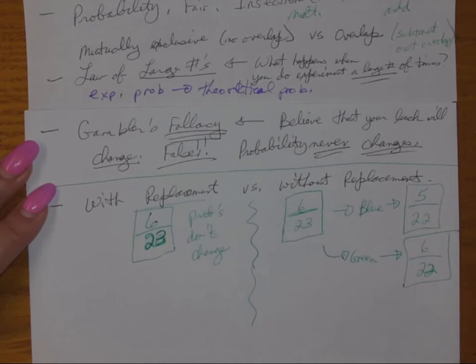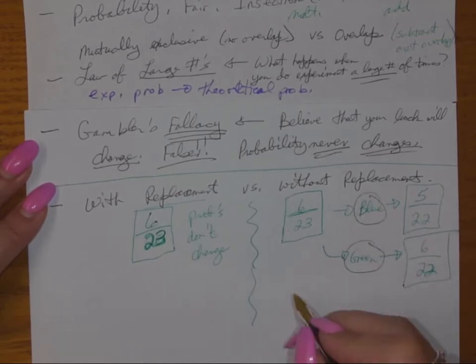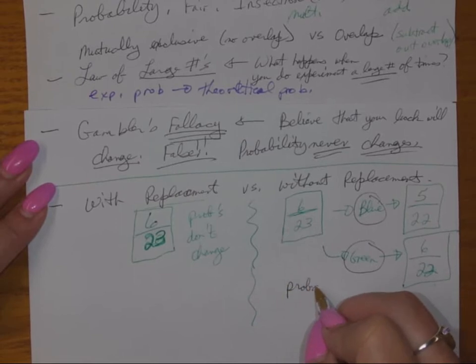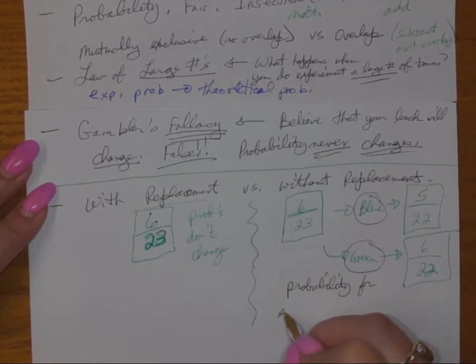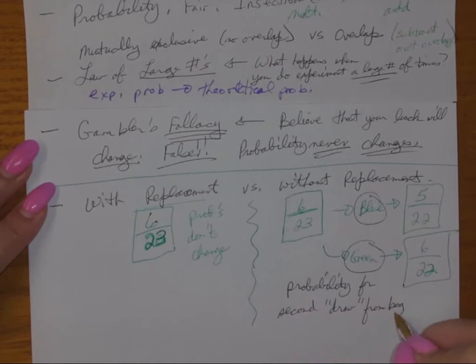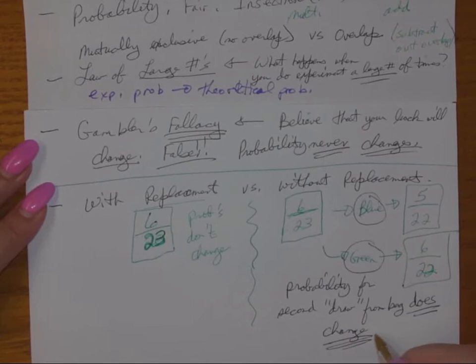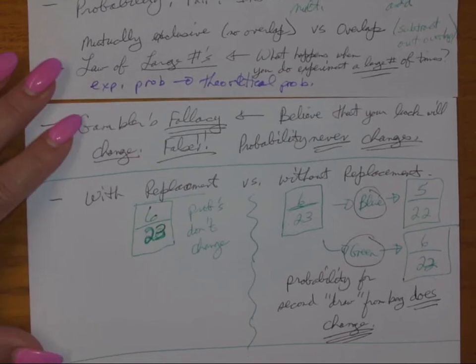Okay, so is this the same probability? No. So whether I get a blue on my pull or not, it doesn't matter. The probability for the second pull, the second draw out of the bag, does change, right? Okay, so that's the difference between with replacement and without replacement.